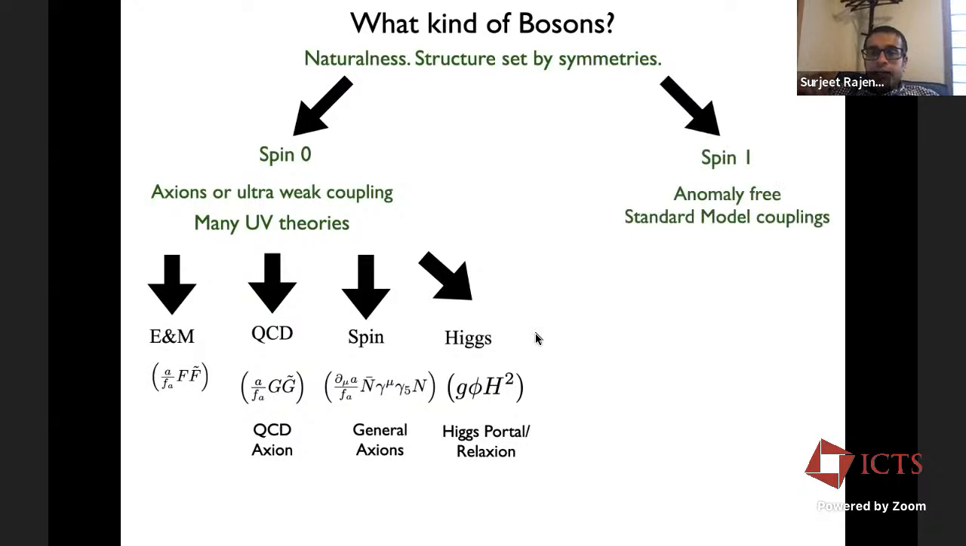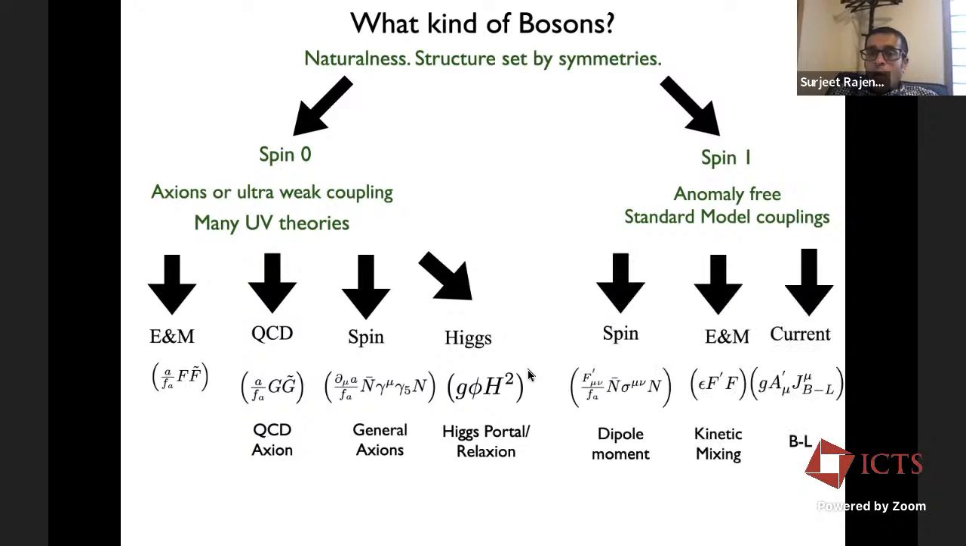Another possibility is that the particle has spin 1, right? And again, if you want it to be technically light, then one has to write down anomaly-free interactions in the standard model, which then gives you 3 other possible couplings. So for example, I can interact through the dipole moment of nucleons through interactions like F prime, N bar, sigma mu nu N. So F prime is the field strength of the new vector gauge boson that I put in, the spin 1 gauge boson.